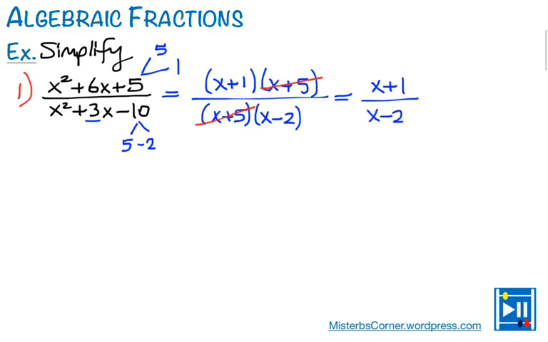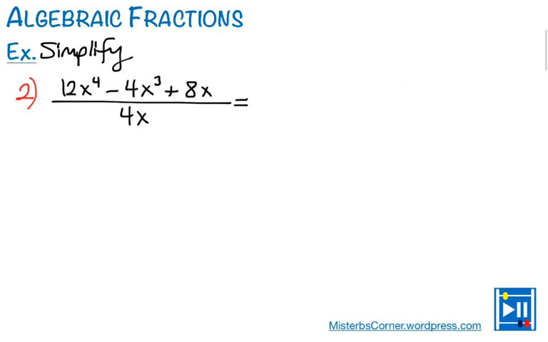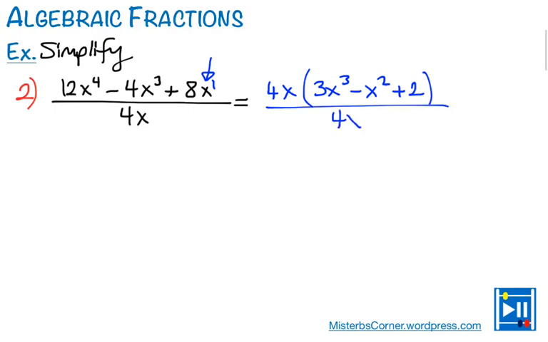Another example. In this one, you'll just take the common factors out at the top part. It's 4, right? 4 will be out, and the smallest unknown power is x to the power of 1, which is x actually, so it's going to be 4x out. I'll have 3x cubed minus x squared plus 2, and then I'll have 4x here as well. You can see that these 4's and x's can cancel each other out, and I'm going to end up with another fraction, 3x cubed minus x squared plus 2.